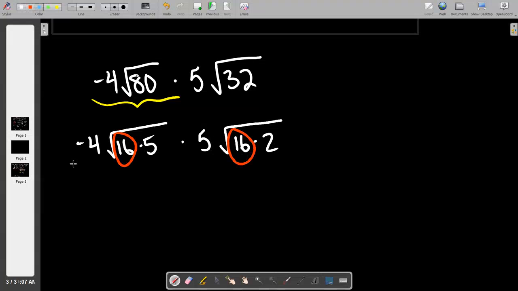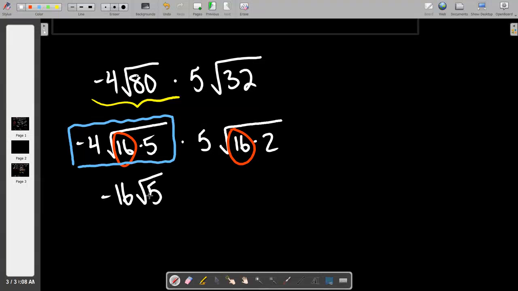So let's talk just individually. Let's talk blue box. What does the blue box wind up equaling? -16 root 5. Well played. And then let's switch colors here and let's go green box. Very good. 20 root 2.